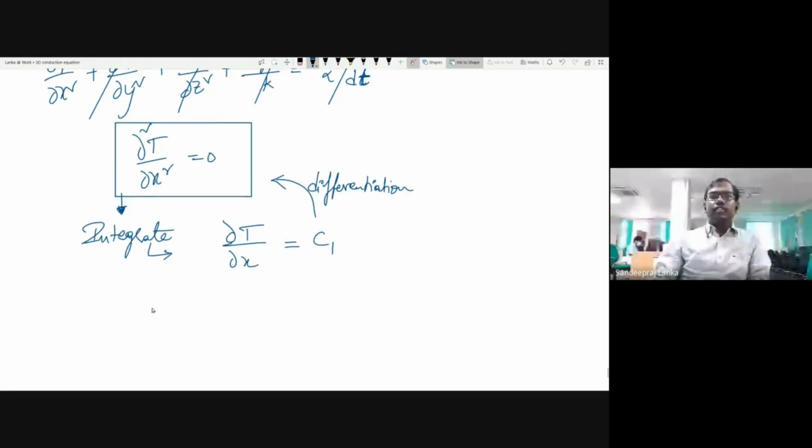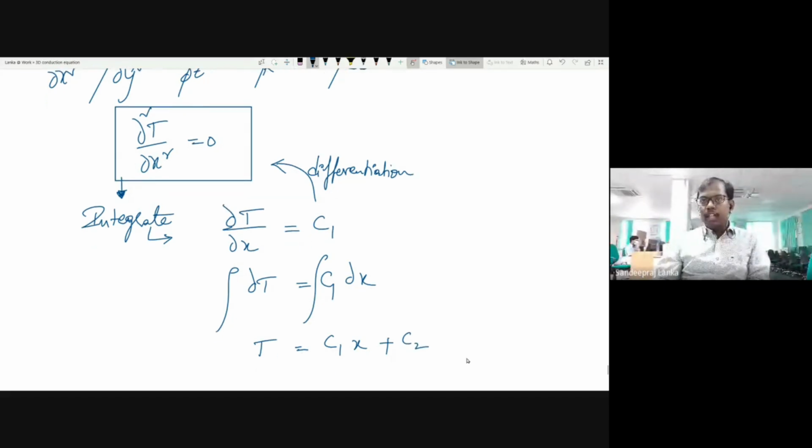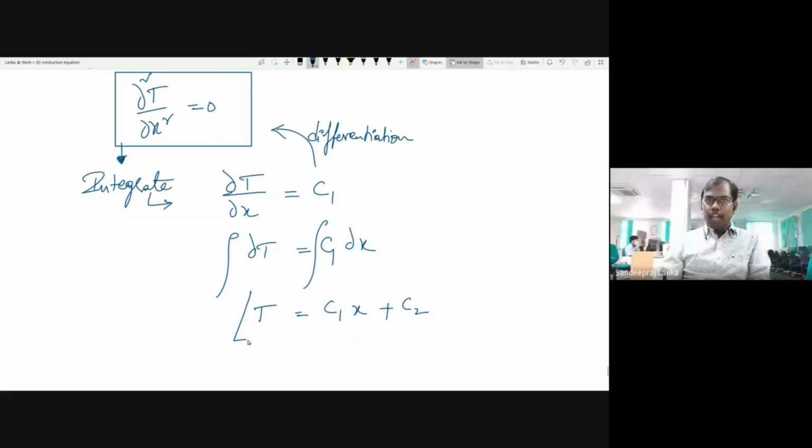Now, I want to integrate this further. When I integrate it, I take it as variable separable: ∂T = C1 ∂x. If I integrate now, the integral of dT is T, and the integral of dx is x. So I get C1x, and since I'm not taking limits, I have to put one more constant here, plus C2. So this will be your general solution.